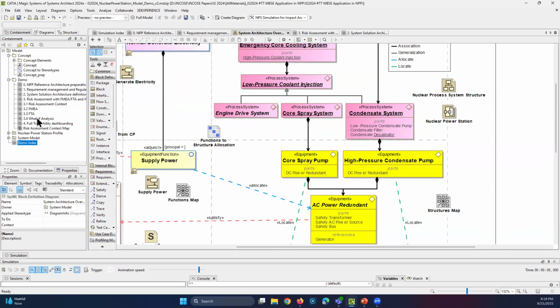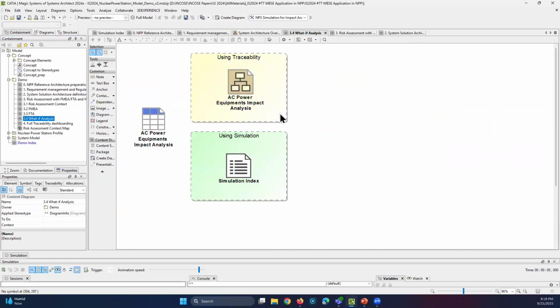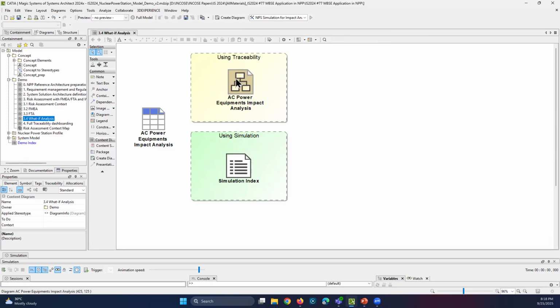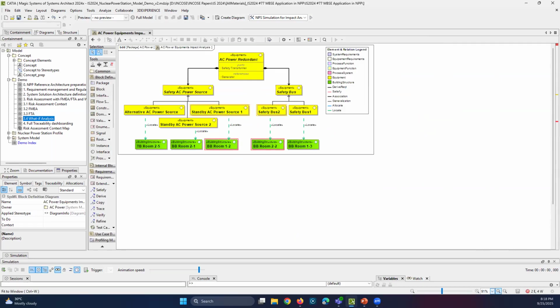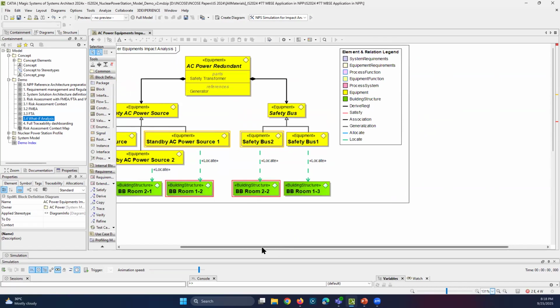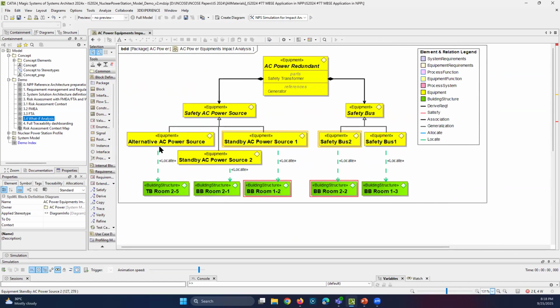So now let's come back to the what if analysis. In the what if analysis, definitely one thing that we want to look into is how it works. So we will look at the different systems being realized by different equipment, and the different equipment will be allocated into different rooms, right? Let's say that the alternative redundant AC power source is allocated into 3 rooms, and the safety bus is allocated into 2 different rooms, right?